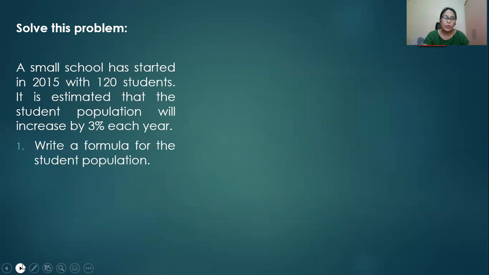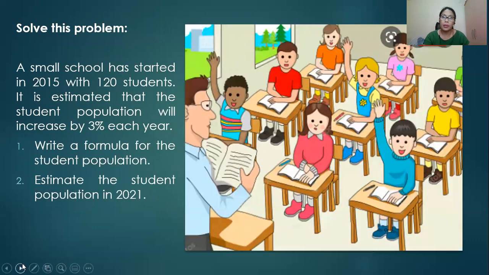Now, I want you to solve this problem involving geometric series and geometric sequence. A small school started in 2015 with 120 students. It is estimated that the student population will increase by 3% each year. Write a formula for the student population. That's the first thing that we're going to do. And then the second one is you're going to estimate the student population in 2021. I want you to write your answer in the comment box section of this video.